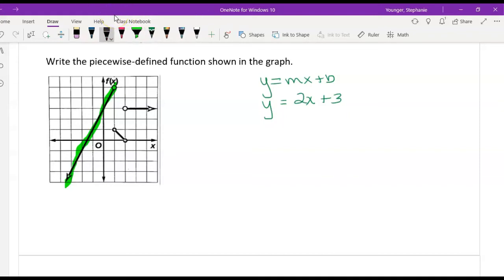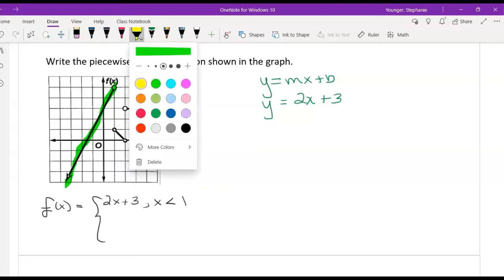So I'll go f of x equals, curly brace, 2x plus 3 for values. Now let's take a look. This is an open circle, and we are decreasing going to the left, which means I want values that are less than, so I'll use the less than symbol, and it looks like we're at 1 on our x-axis, and so I'll put 1.